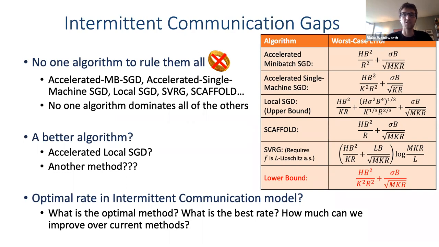So besides this, what other methods could be better in the intermittent communication model? Local SGD really seemed like a clear contender for this, but as we've shown, it's really not the master algorithm. And furthermore, beyond just improving over what we have, we would especially like to know what is the optimal method and what is the optimal rate. We have a lower bound on the best attainable error. However, it seems fairly unlikely that this lower bound is tight because it only depends on the product of K and R and not on K or R individually. And again, this was possible in the quadratic case, but it shouldn't be possible to average once at the end and do just as well in the non-quadratic case.